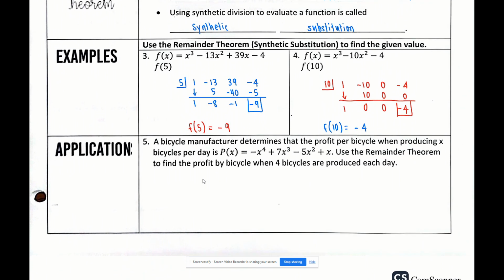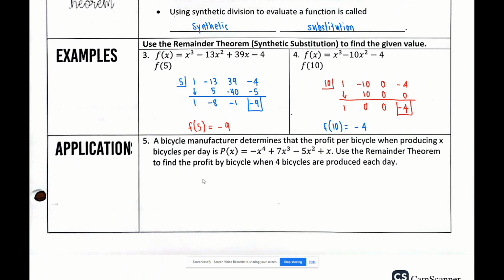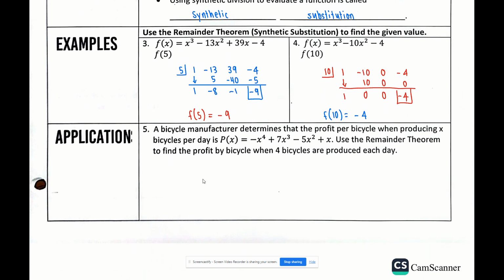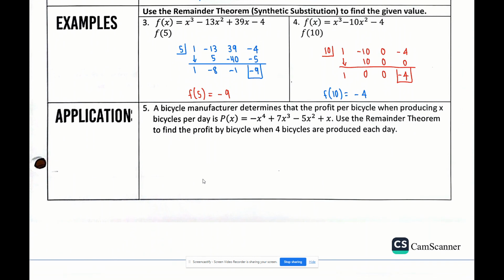A bicycle manufacturer determines that the profit per bicycle when producing X bicycles per day is given by this formula. Use the remainder theorem to find the profit per bicycle when 4 are produced each day. So we're literally just going to type 4 in here.